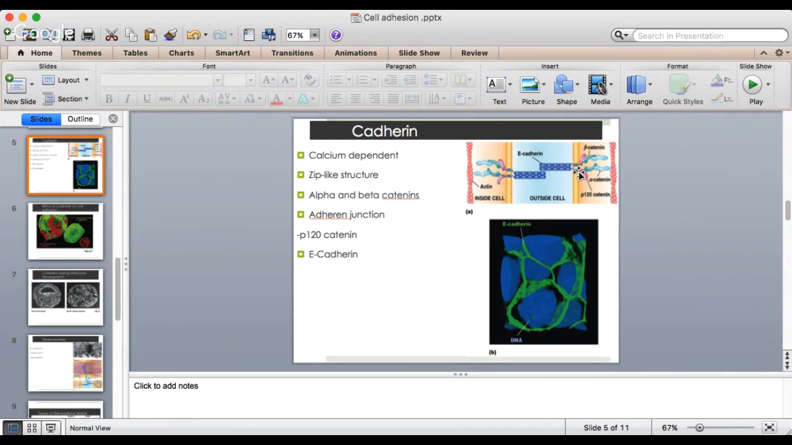Shown in part B below is an immunostain of an MDCK cell, in which the green is the structure of a cadherin, in this case E-cadherin. It's showing the buckle-like structure it has on the extracellular domain when it interlocks with a neighboring cell.